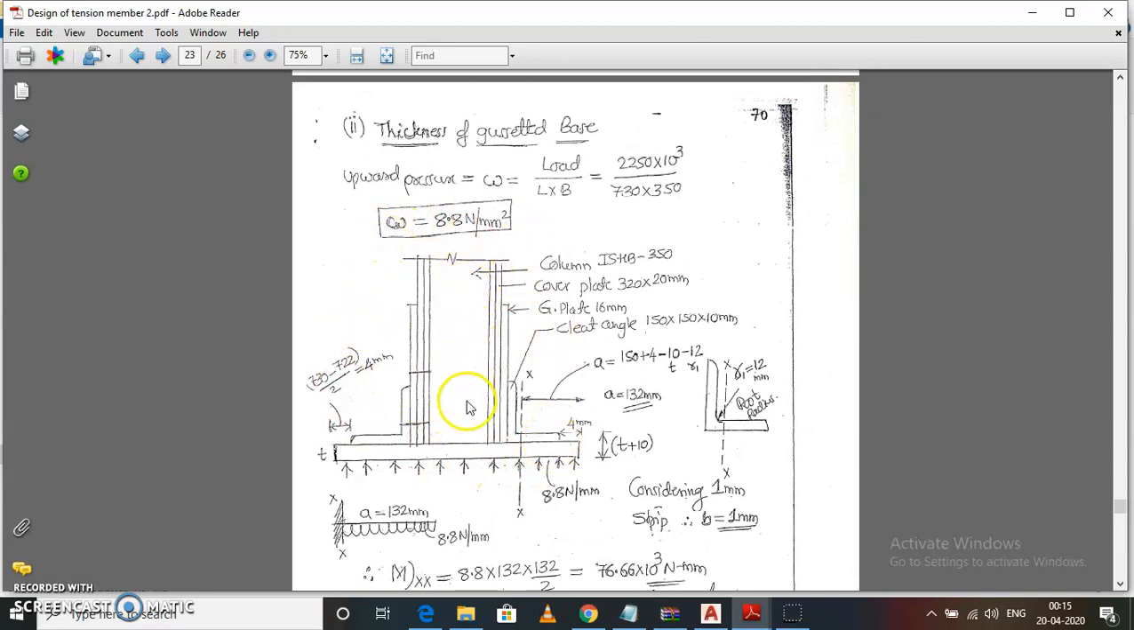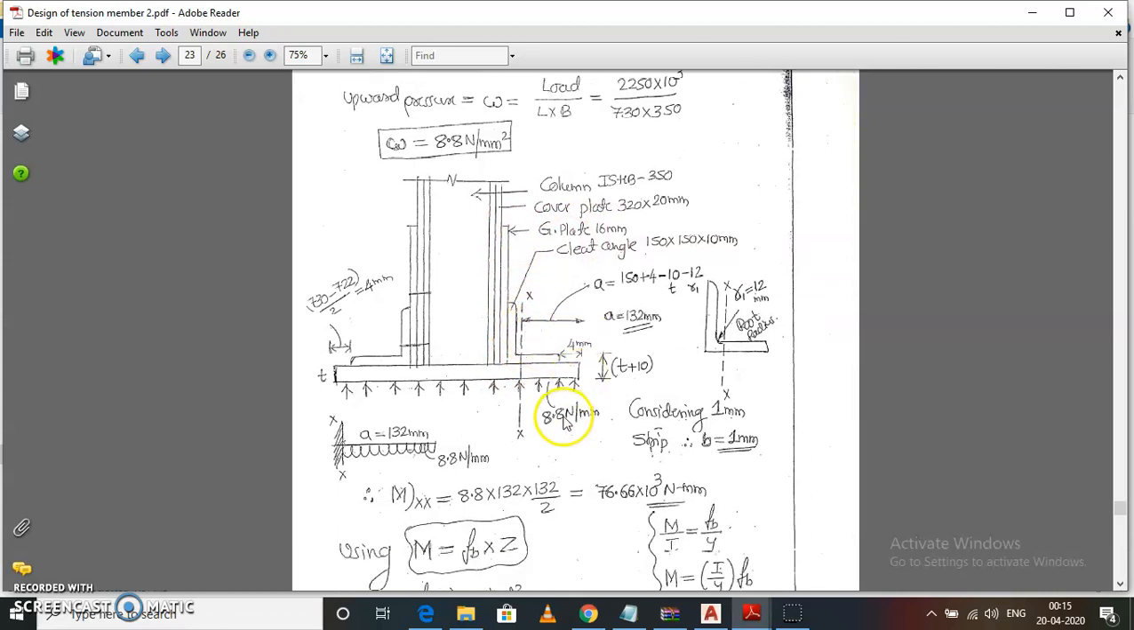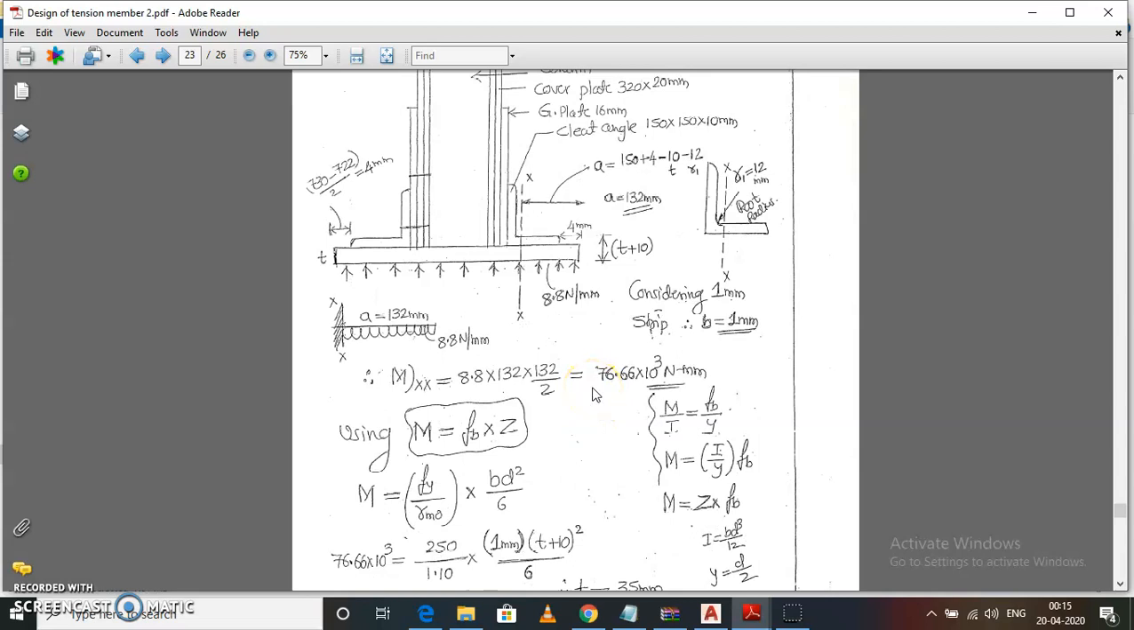So this is the column ISHB 350 and this is the cover plate of 320 by 20 mm, this is the gusset plate and these are the cleat angles. Now calculate the thickness of the plate based on the maximum bending moment. Here, as I told, this is the critical section. The distance of this critical section can be calculated by using this equation.